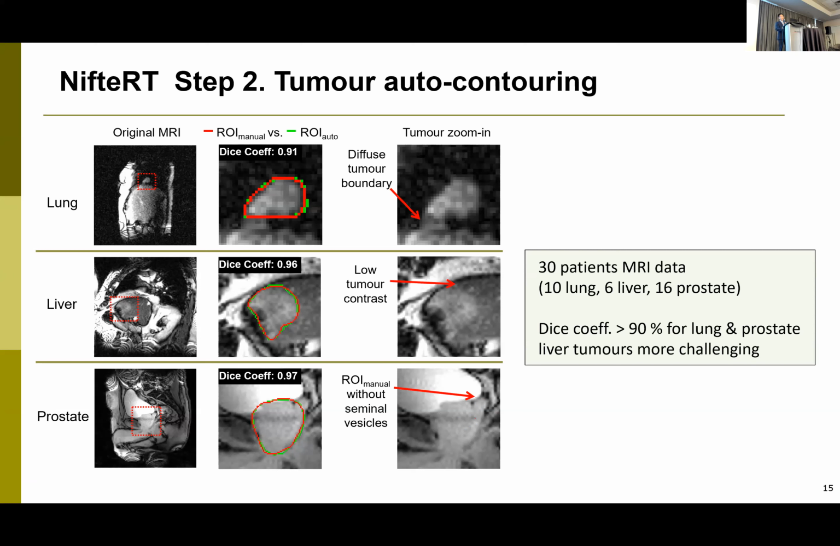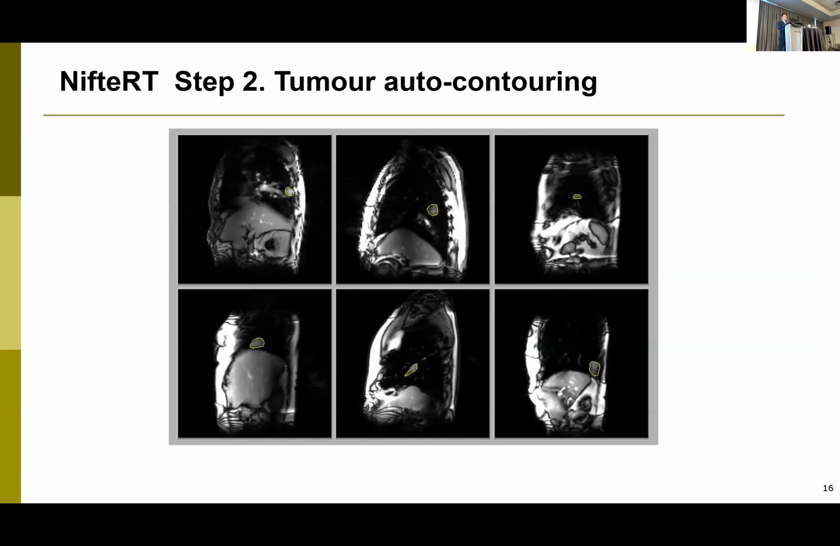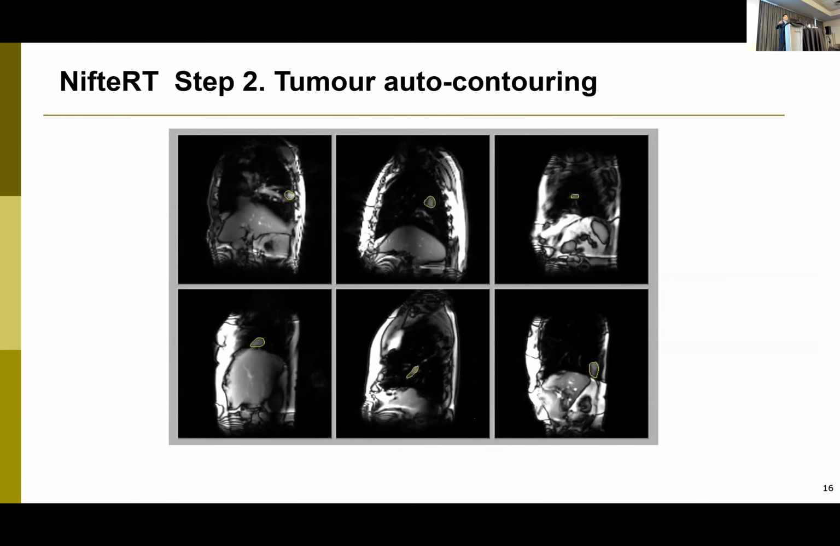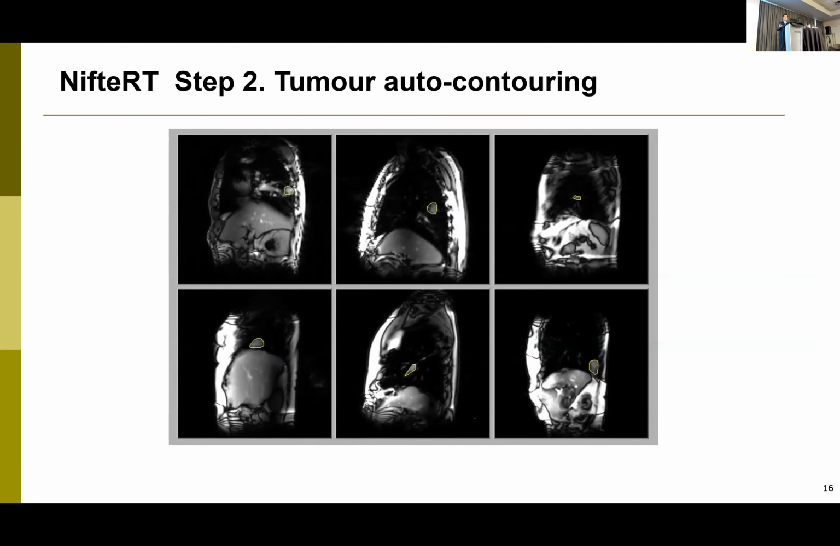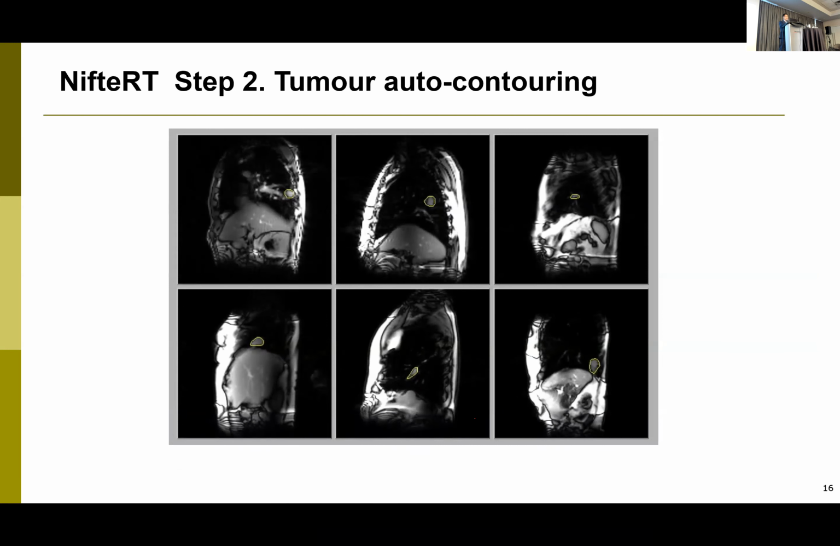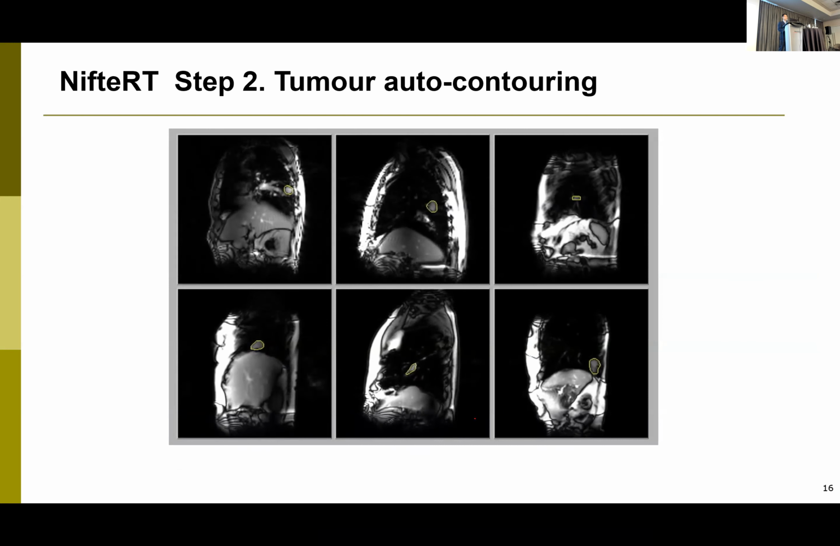But again, UNet-based algorithm was quite smart. So we applied this algorithm to more than 30 patients of in vivo MRI data, and then achieved more than 90% accuracy for those tumor sites. And this is just to give you an idea how it should happen in real time. So I'm running these images every quarter of a second, and the tumor should be auto-contoured as you see here. So that's the speed that I have to deal with.